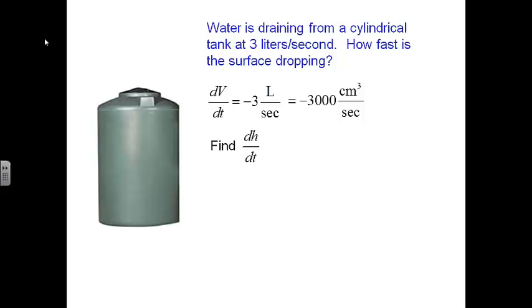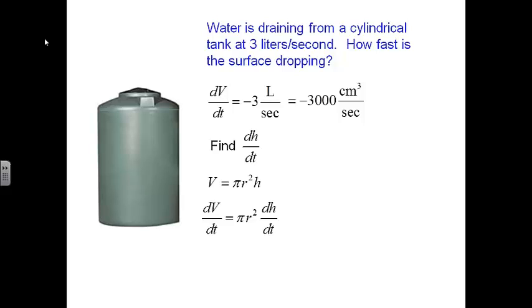Next up, we need to find dH dt. We're trying to find how fast the surface is dropping. We need an equation for the volume of a cylinder, and that equation we're going to use is volume equals pi r squared h. Now, we're going to take the derivative of that, and we're going to get dV dt equals pi r squared dH dt.